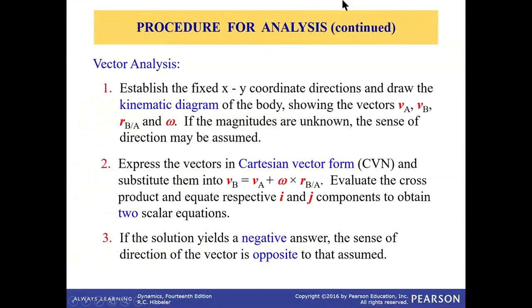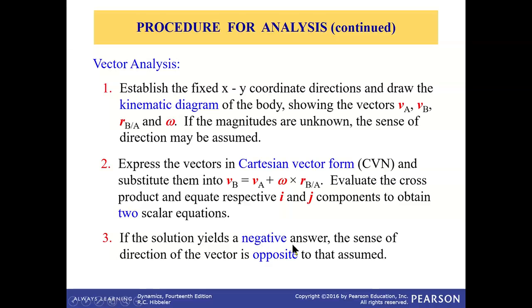For vector analysis, we do the same thing. We define the coordinate system, we draw the kinematic diagram, and then the next step is to write the vector equation that the velocity of B is the velocity of A plus omega cross RB relative to A. And then evaluate the cross product and equate the respective i and j components to obtain two scalar equations, and then finally solve for the unknowns.